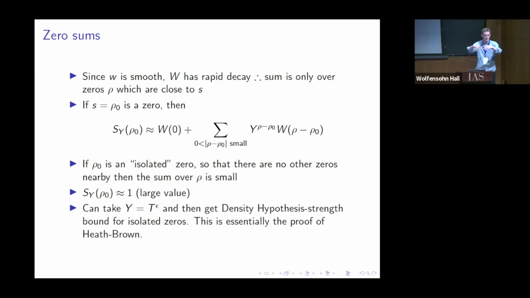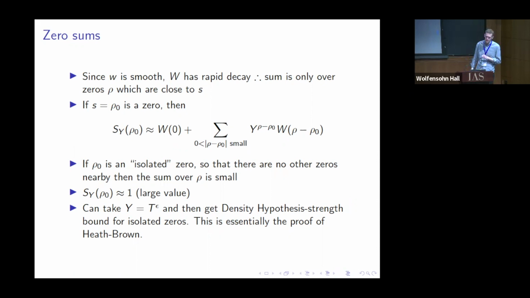Now you can ask, what happens here? What do the zeros around rho naught look like? There's all sorts of things that could happen. For instance, rho naught could be a quote unquote isolated zero, and maybe there are no other zeros close by. I'm going to have a picture of this on the next slide. Maybe rho naught has no other zeros around it, so that this sum over rho is actually empty. There are no other zeros. In which case the Dirichlet polynomial would just be basically this W of zero, which is constant size. And this would be a large value for the Dirichlet polynomial. So I could take y to be something like t to the epsilon. So this would be a very short Dirichlet polynomial.